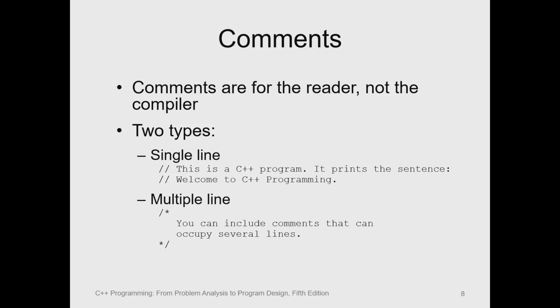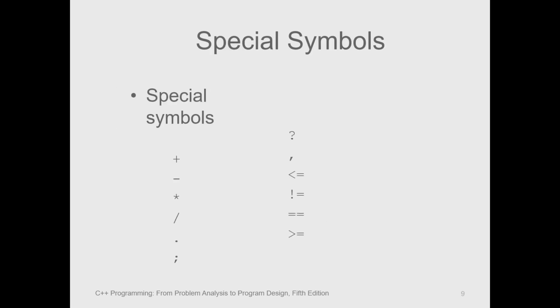These are the following special symbols valid for C++. Plus sign, minus sign, asterisk sign for multiplication, slash sign, period, semicolon, question mark, comma, and the comparison operators: less than or equal to, not equal to, is equal to, and greater than or equal to.